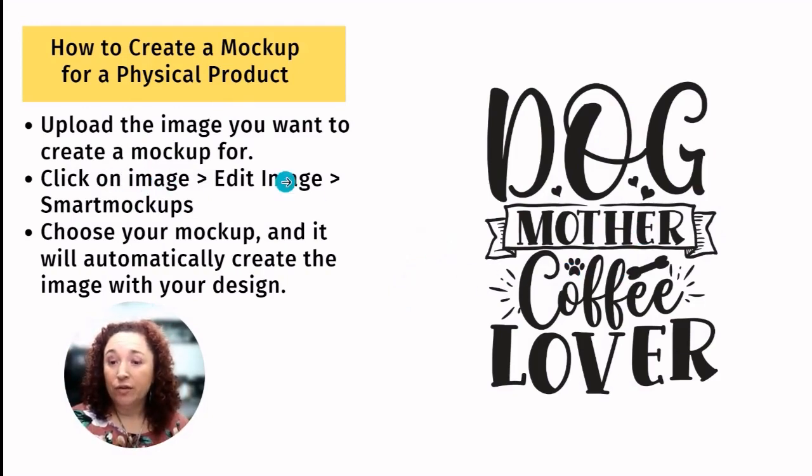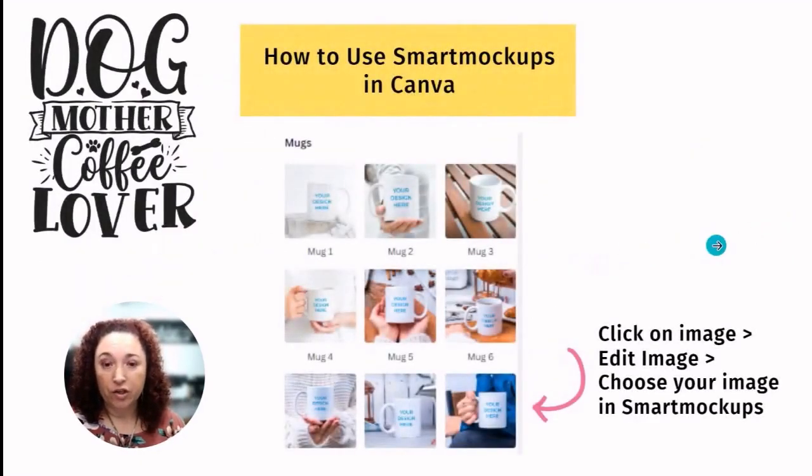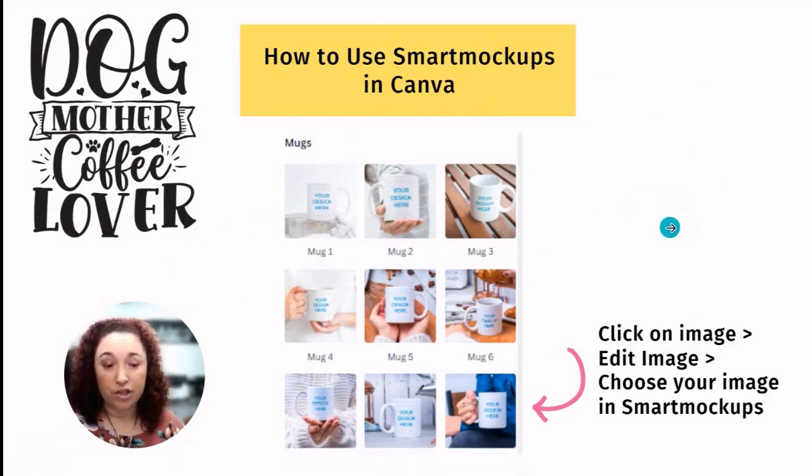So then what you're going to do is click on the image, edit, and go to Smart Mockups. You'll choose the mockup picture you want, and then it's going to just instantaneously put that picture onto your product. It's a really neat feature. So this just kind of shows you when you open Smart Mockups, you're going to see all these different mockups for different types of products. They have a really good selection in there.